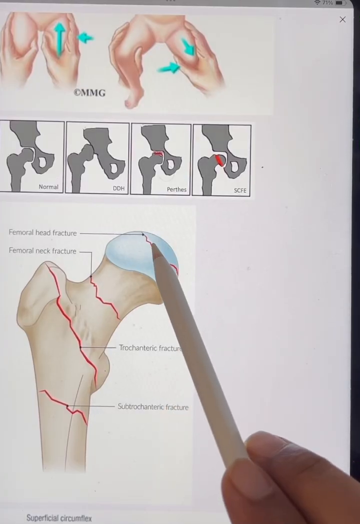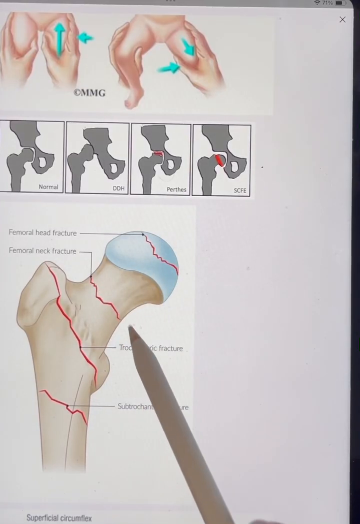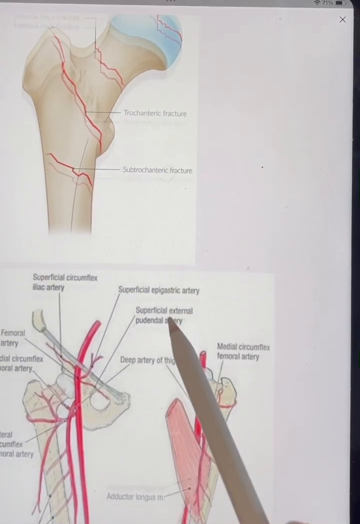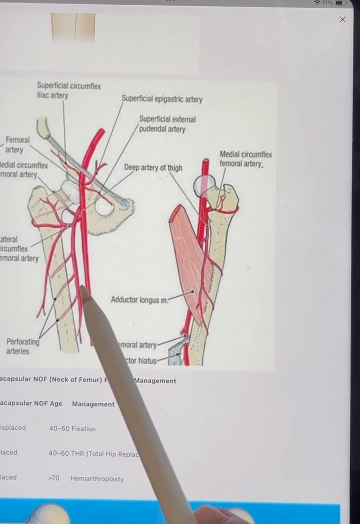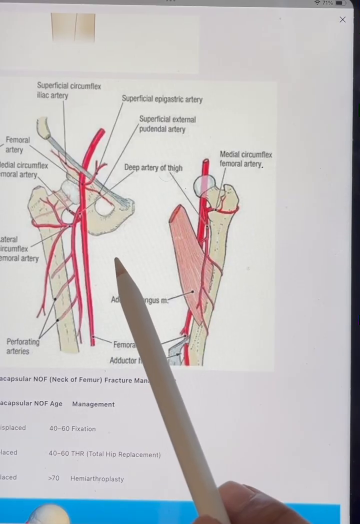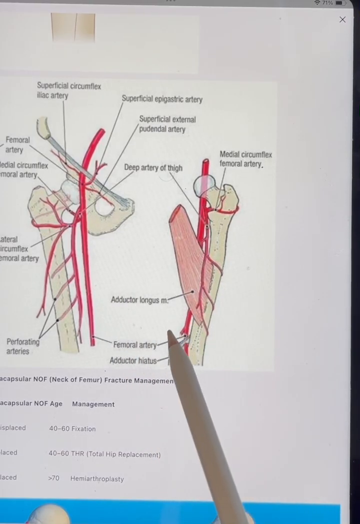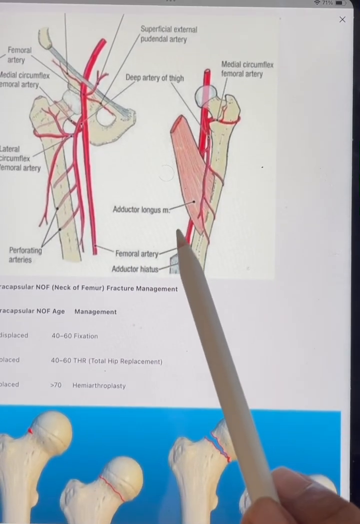You see this is a capital fracture. This is the neck of the femur fracture. This is intertrochanteric and subtrochanteric. So here the blood supply to the femoral head is seen. The deep femoral artery gives branches, that is the ascending artery.